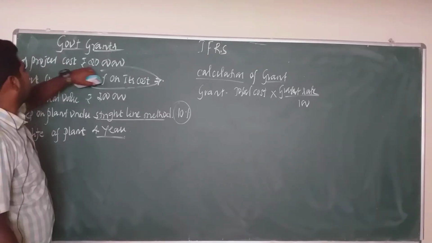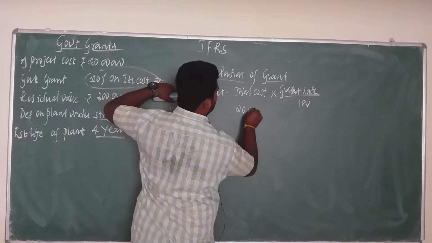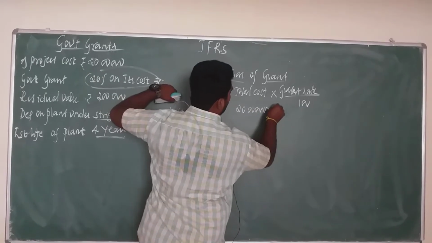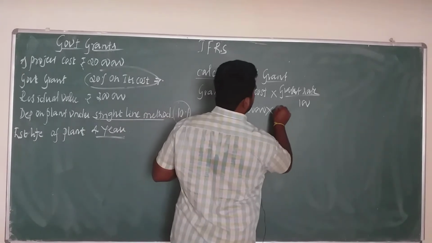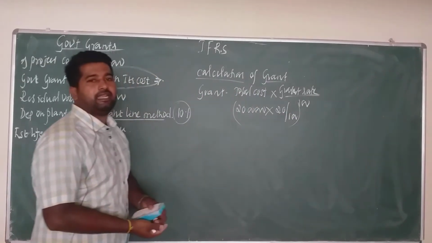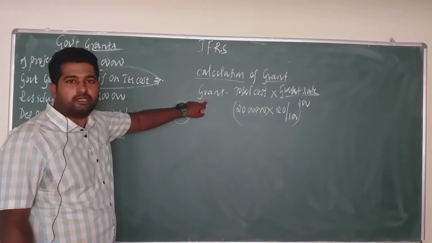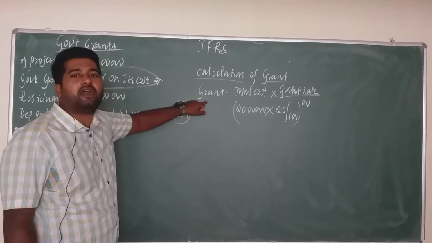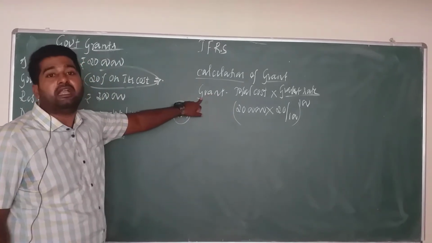What is the project cost here? 20 lakhs. Now here the total cost is 20 lakhs into what is the grant released by the government here? 20%. 20% on its cost. Once again, grant means the grant released by the government to any property or any asset or any company on the basis of some conditions.